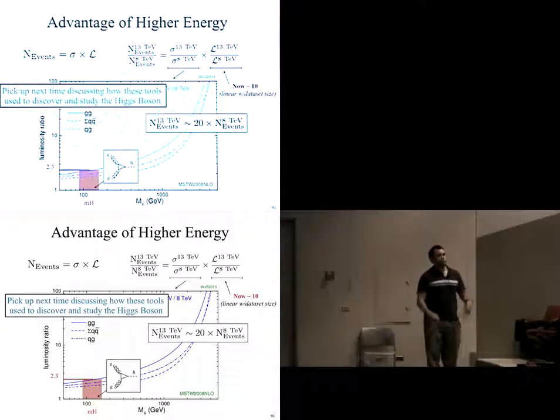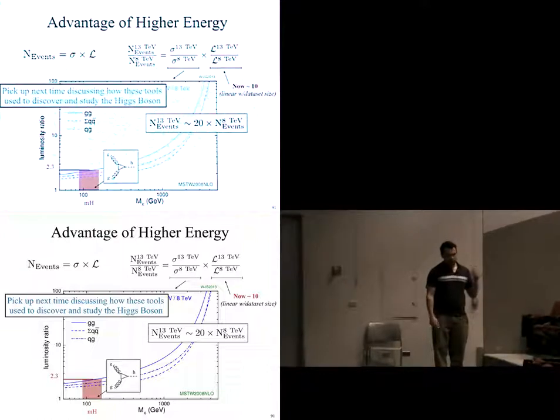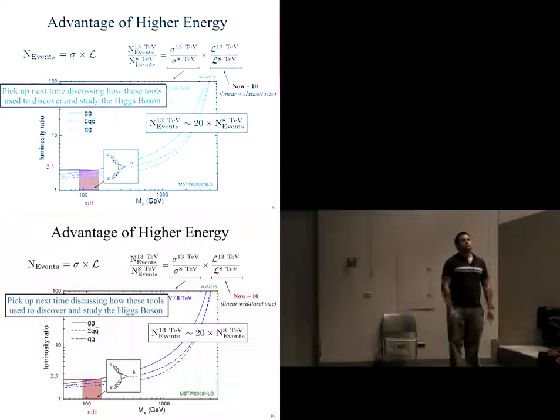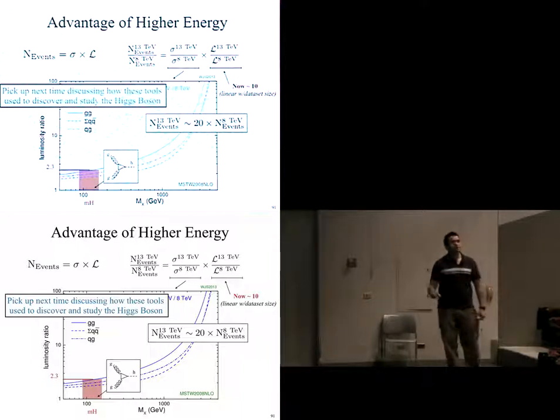Okay, so I think we'll end there. Next week we'll talk about what it took to discover the Higgs and what we know about the Higgs now, what we're learning about it. Then in the last two lectures we'll talk about problems with the standard model. And then the last lecture will be about where we go.